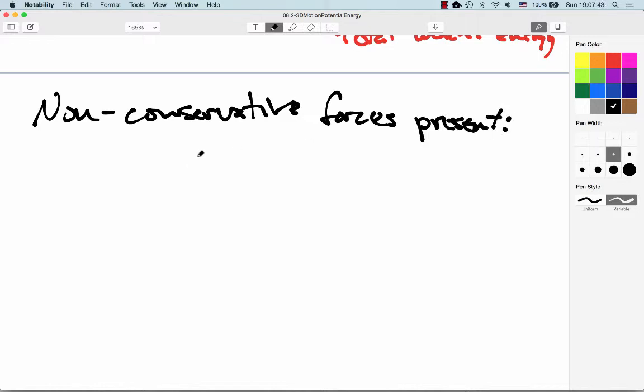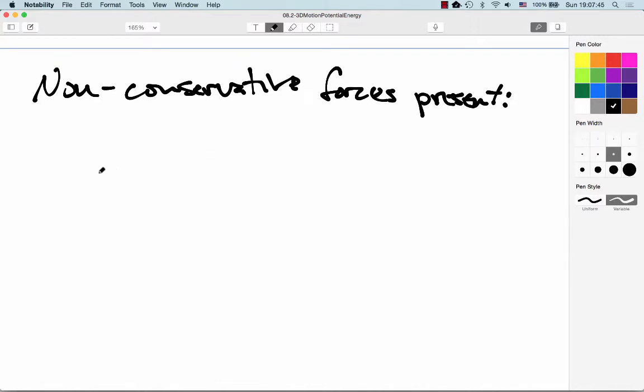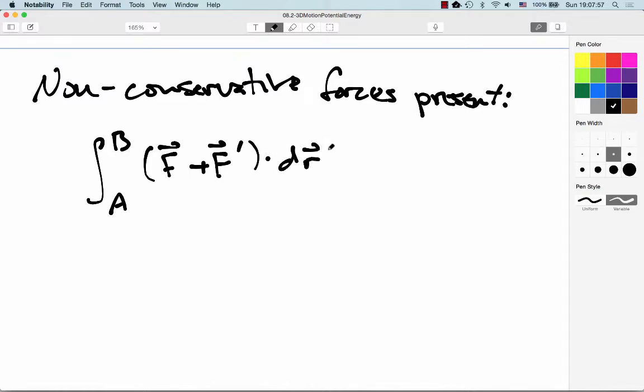In that case, what we do is we separate our forces. So we go ahead and say the integral from a to b of f plus f prime dotted with dr equals delta T. Now this f here is the conservative force or forces, and the f prime are the non-conservative force or forces.